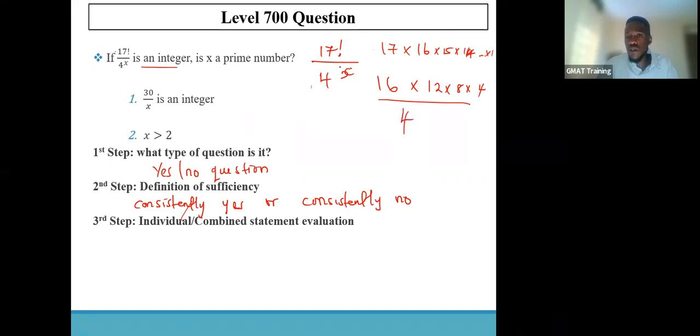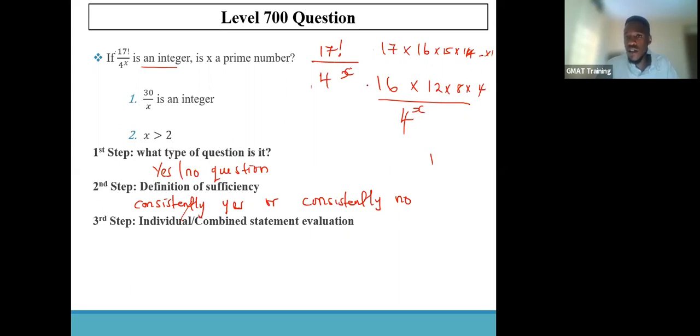If these values are present, that's the only case where this division would yield an integer. If x was 1, you definitely have 4 divided by 4, and that would actually yield an integer. If x was 2, we would have 4 times 4 as the denominator, so we would cancel 4 here and would also cancel it here.